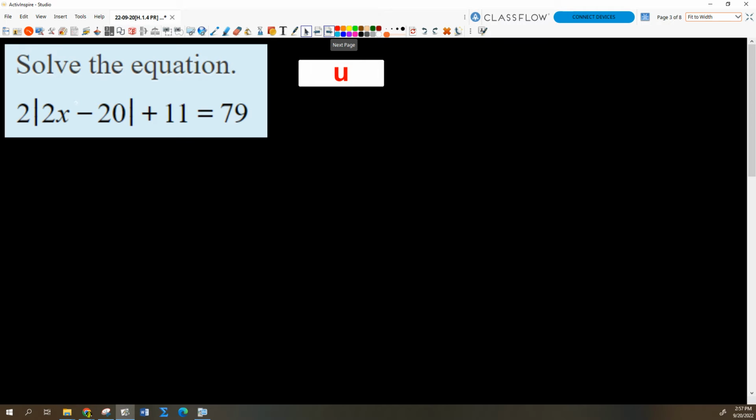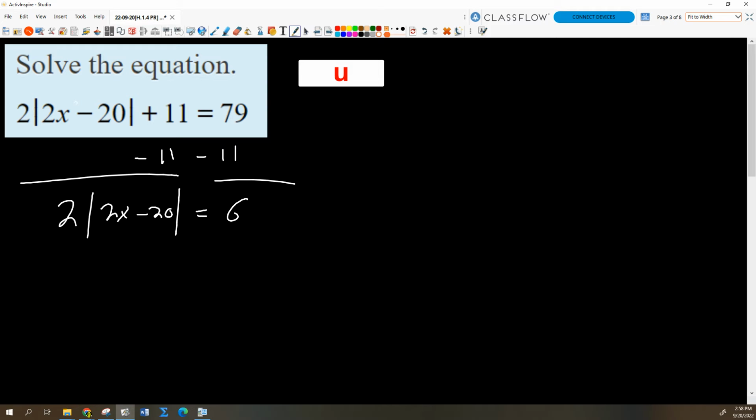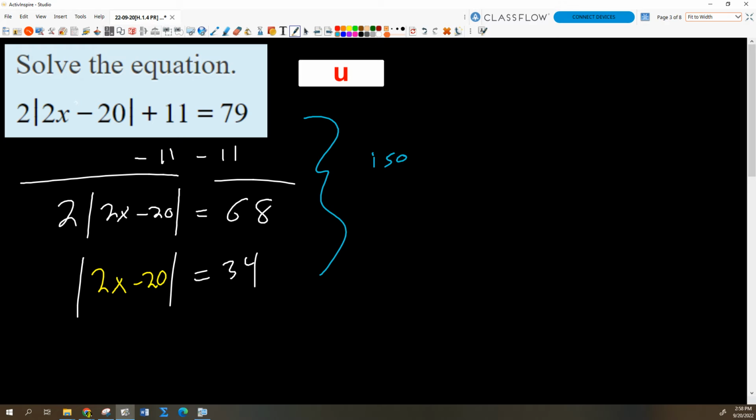What about this guy? So what are the steps? Subtract 11, divide by 2. Everybody agree? Okay. Subtract 11, divide by 2. 68. Okay, so then divide by 2. And would everybody agree my isolated absolute value is equal to 34? Now, what's inside? Well, what's inside hasn't changed. What's inside is a 2x minus 20. So that's part 1 is done. We isolated the absolute value. Check, right?